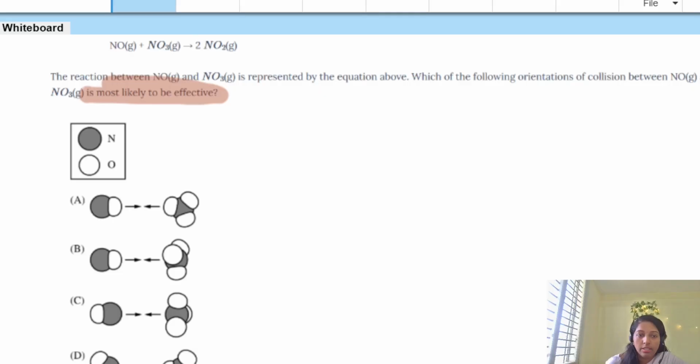So NO is reacting and NO3 is colliding. What you need is NO2. So what is the structure of NO2? Yes, this is the structure of NO2. So we need an NO and this kind of structure. There should be an attachment with the nitrogen at the center and two oxygens at the terminal positions. Okay, so you just tick like that.